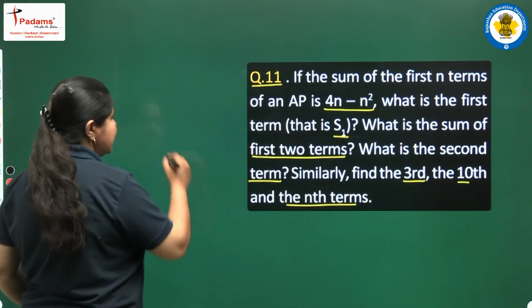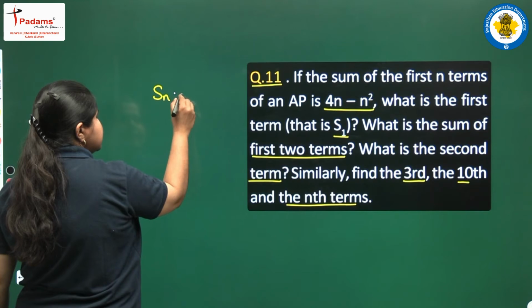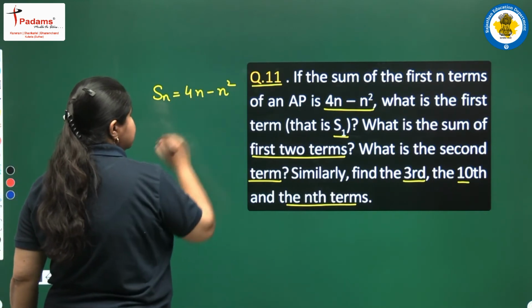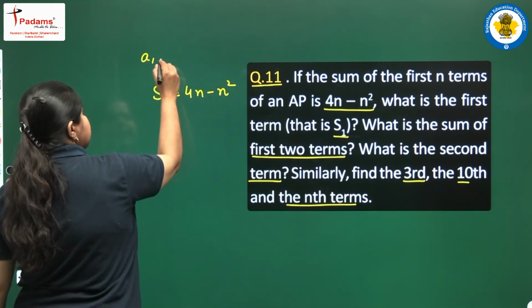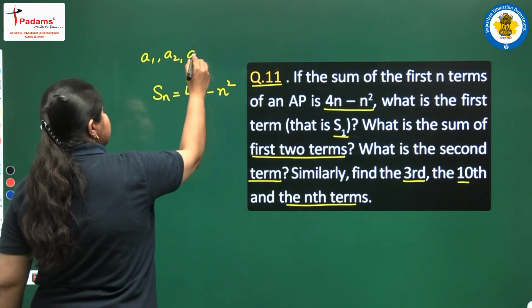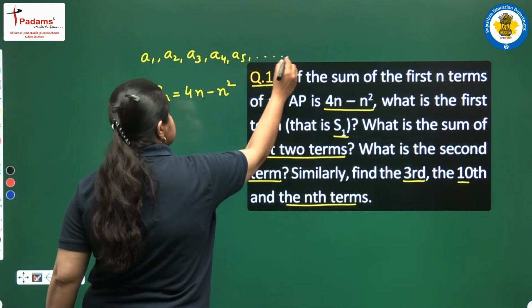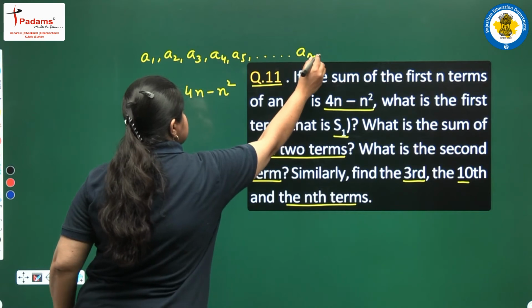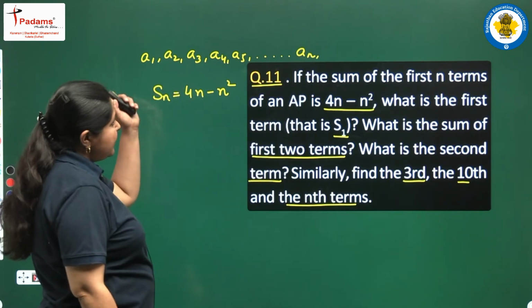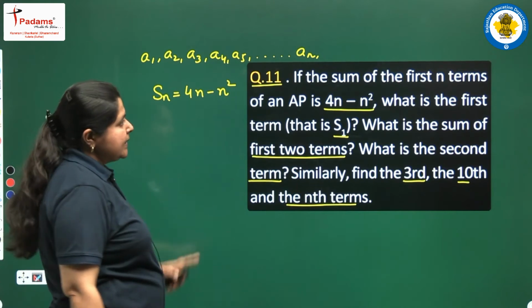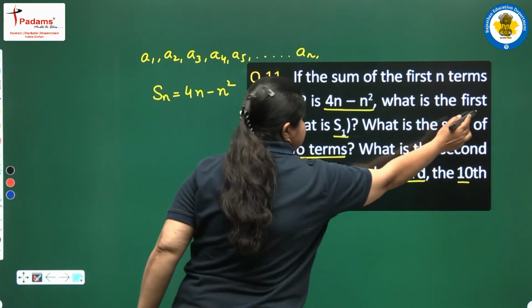Here we have been given the sum of first n terms equal to 4n minus n square. Okay, if our AP is A1, A2, A3, A4, A5 and so on up to An, then the sum of the first n terms is given as 4n minus n square. Here we have been asked, what is the first term?